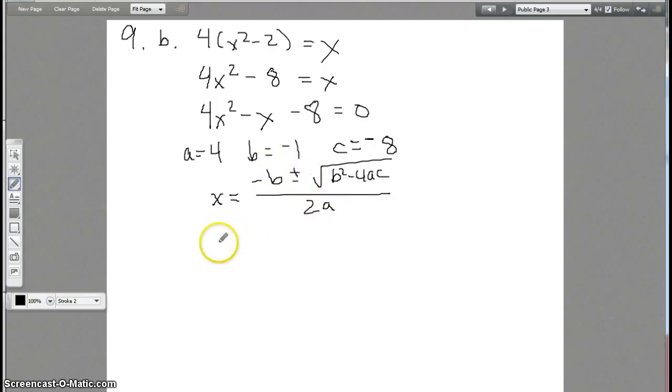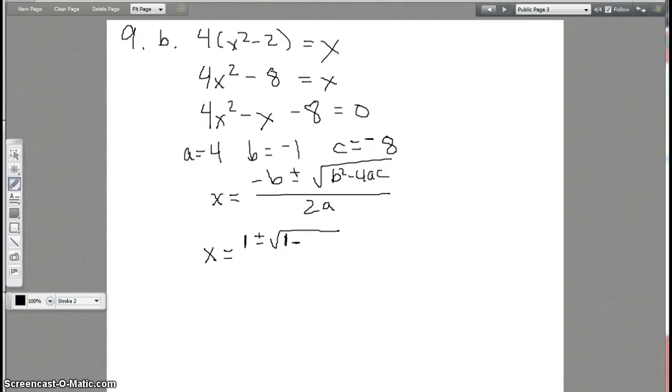Okay, so now we're going to plug in our values. Negative b. Well, our b is negative 1, so the negative of b is a positive 1. Plus or minus the square root of b squared. Negative 1, when we square it, is a positive 1. Minus 4 times a times c. 4 times 4 is 16, times a negative 8. What is that going to give us? Let's punch that in a calculator.